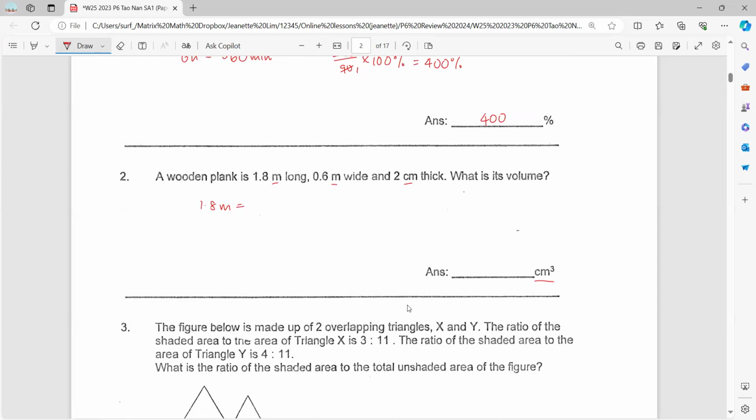So 1.8 meters is 180 cm. 0.6 meters is 60 cm. So the volume will be 180 times 60 times 2. Okay, so 21,600 cubic cm.